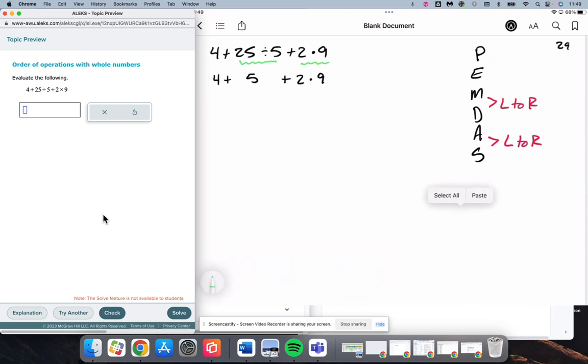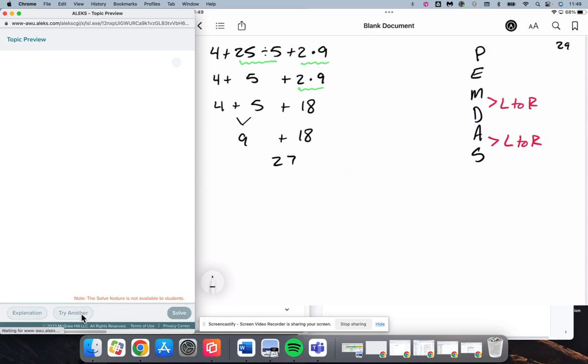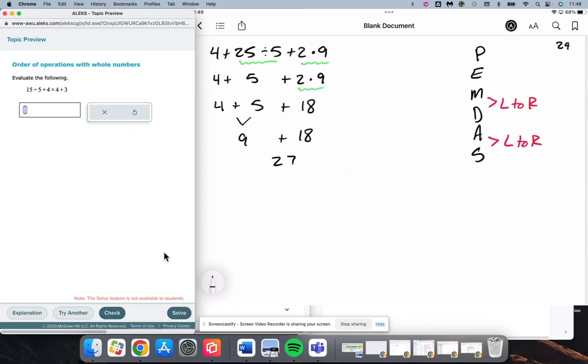Next, we look for multiplication and division. We've got it right there. So we're going to have 4 plus 5 plus 2 times 9 is 18. And we've got addition all the way across now, so left to right, 9 plus 18 is going to give us 27. Looks good. Moving on to our last problem for this video.